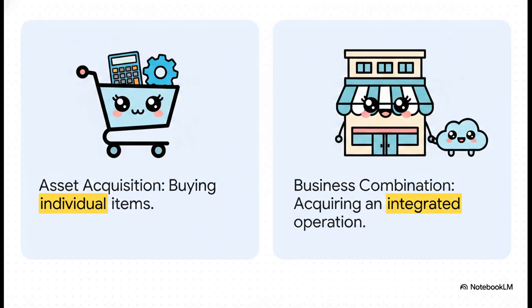IFRS 3 specifically states that the standard does not apply to the acquisition of just an asset or a group of assets that doesn't constitute a business. See, in a simple asset acquisition, you just allocate the cost to the individual assets based on their relative fair values, and no goodwill is ever generated. But if you acquire a true business, that's what triggers the rigorous rules of IFRS 3.